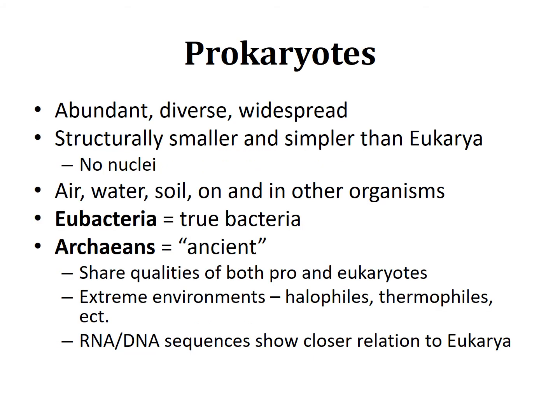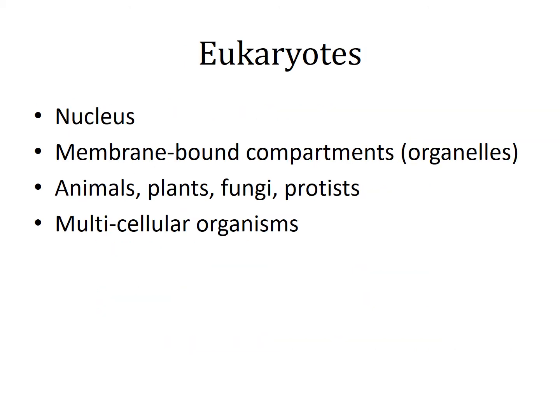So prokaryotes are much more simplistic and smaller. When we study prokaryotes, we talk about bacteria and then archaeans as well. Eukaryotes do have that membrane-bound nucleus. They have membrane-bound organelles, and they include animals, plants, fungi, and protists.